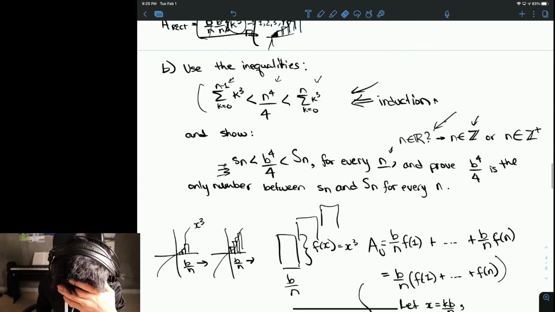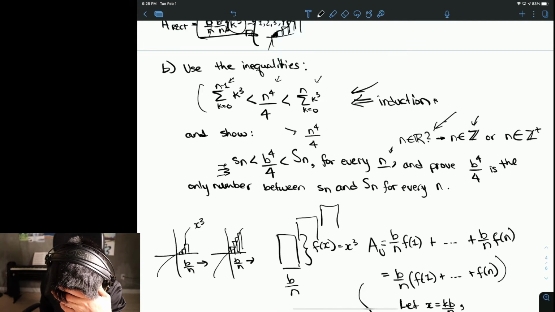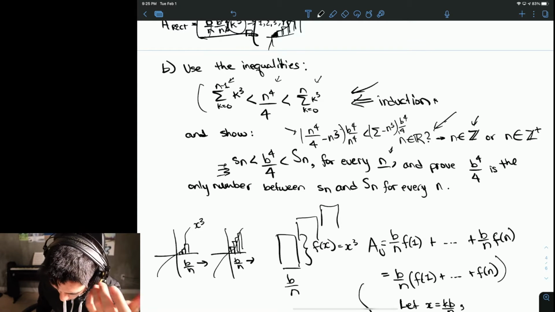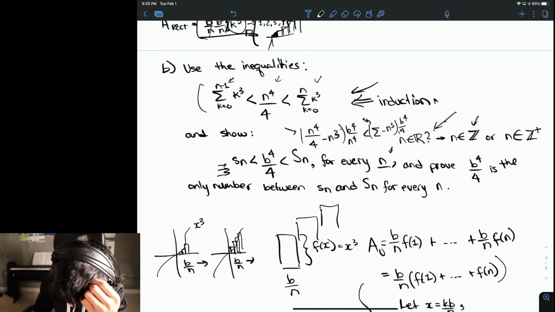Yeah, so sorry, what I was saying, just to make sure you're following along, is that n cubed over 4 minus n squared, and then you multiply everything by b4 over 4, or n4. Sorry, I guess this is a cube. Is smaller than the sum minus n cubed multiplied by b4 over 4. But this all just basically turns into Sn.